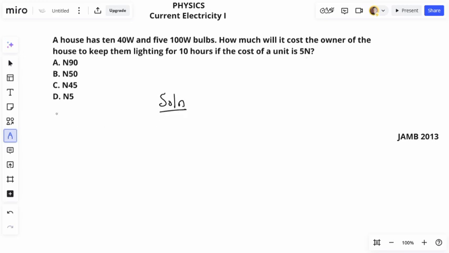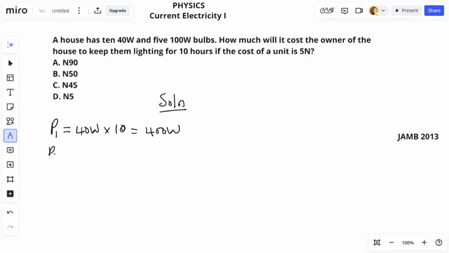So we'll calculate the power demand for running all the bulbs. For the first set of bulbs, which is the 40 watt bulbs, I'll label the power demand P1. That will be P1 equals 40 watts times, how many are there? There are 10 in number. 40 watts times 10, and that will give us 400 watts.